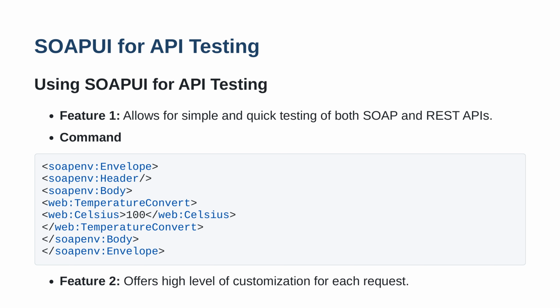Looking at our second feature, SOAP UI offers a high level of customization for each request. This implies that you have the freedom to customize your requests to suit your specific requirements. Whether it's modifying the headers or changing the request's body content, it's all made possible with SOAP UI. This level of customization makes this tool quite versatile for diverse API testing needs. In essence, SOAP UI provides an easy way to test both SOAP and REST APIs, coupled with an extensive level of customization that fosters a user-oriented approach to API testing.